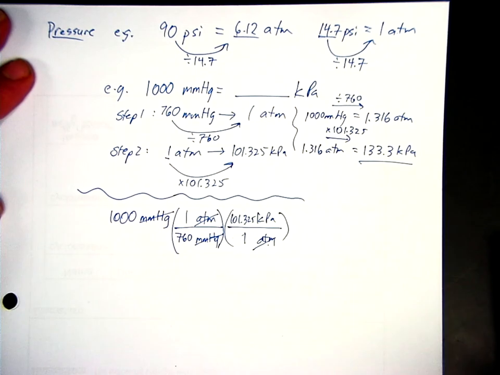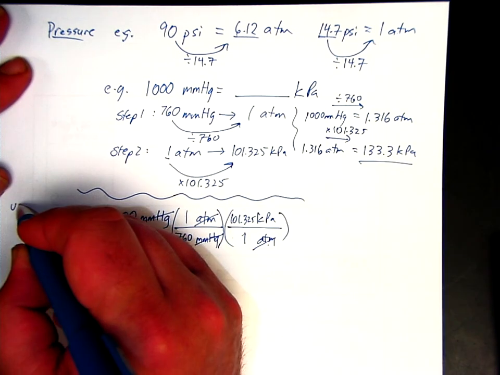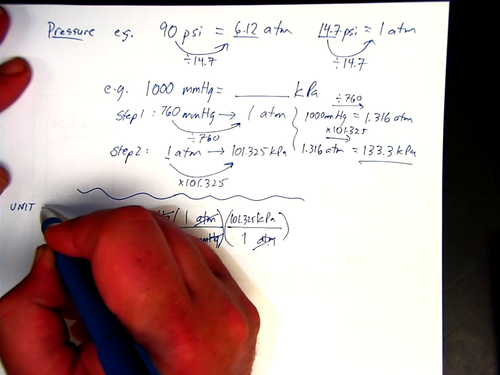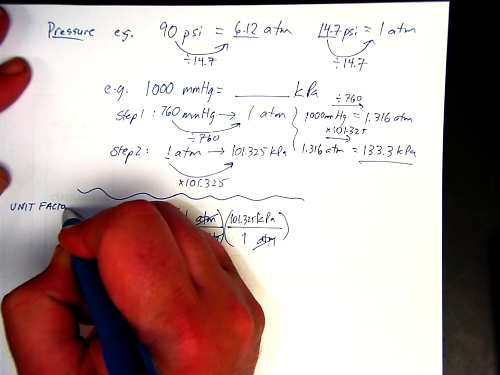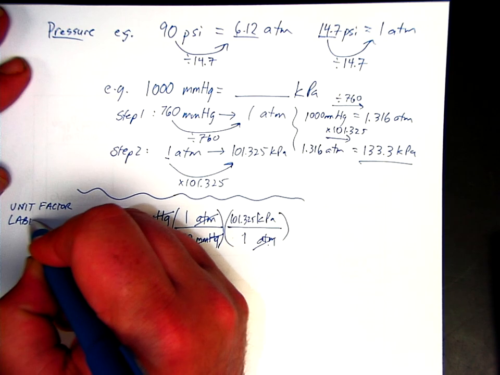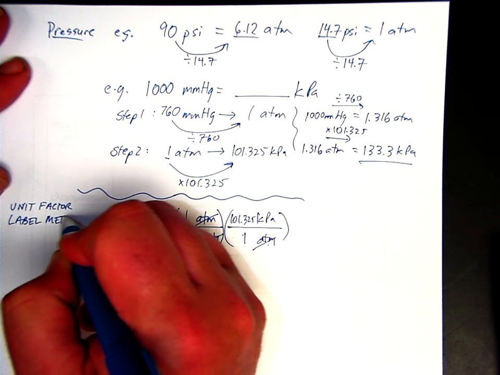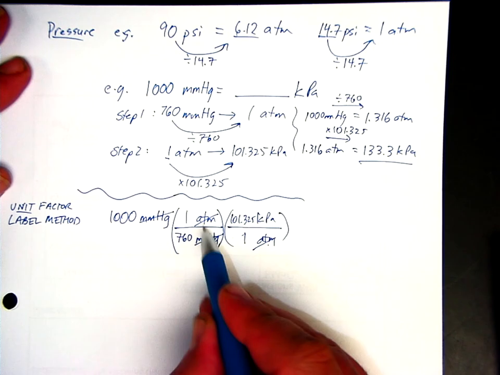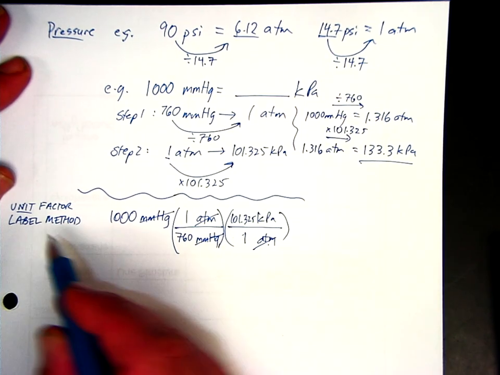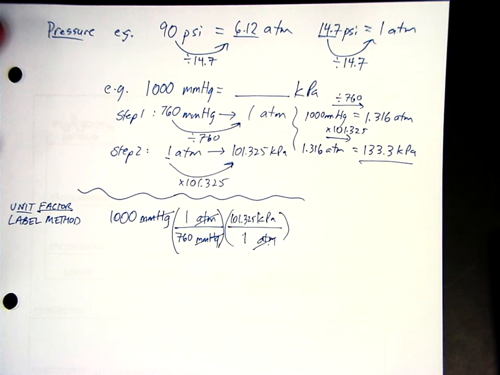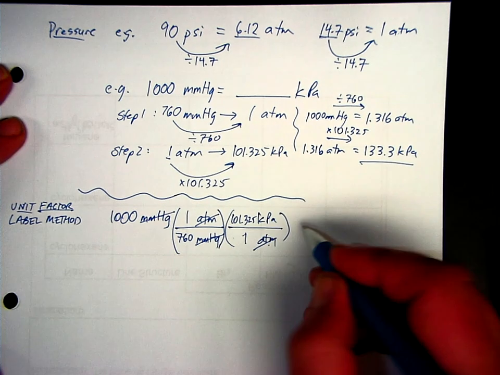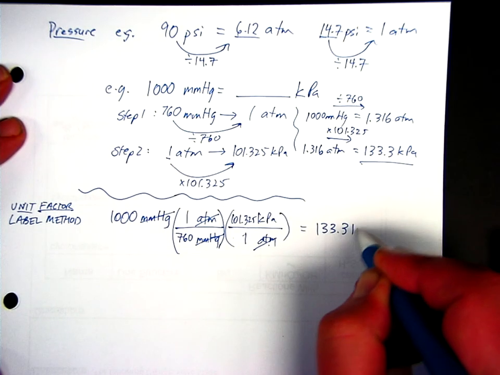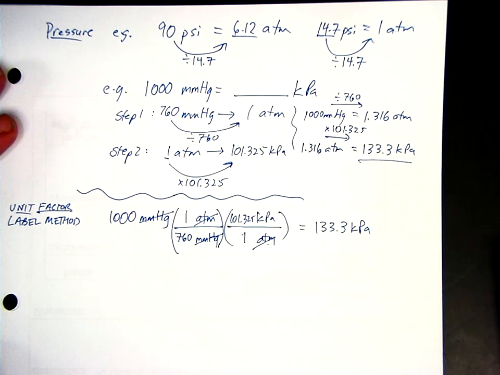This is often used in physics. This is called the unit factor label method. Unit factor, because these are ones. It's not changing anything. These are factors that we're multiplying by, and we're labeling the units in there. So that is another way to calculate it. It's worth playing around with that a little bit.